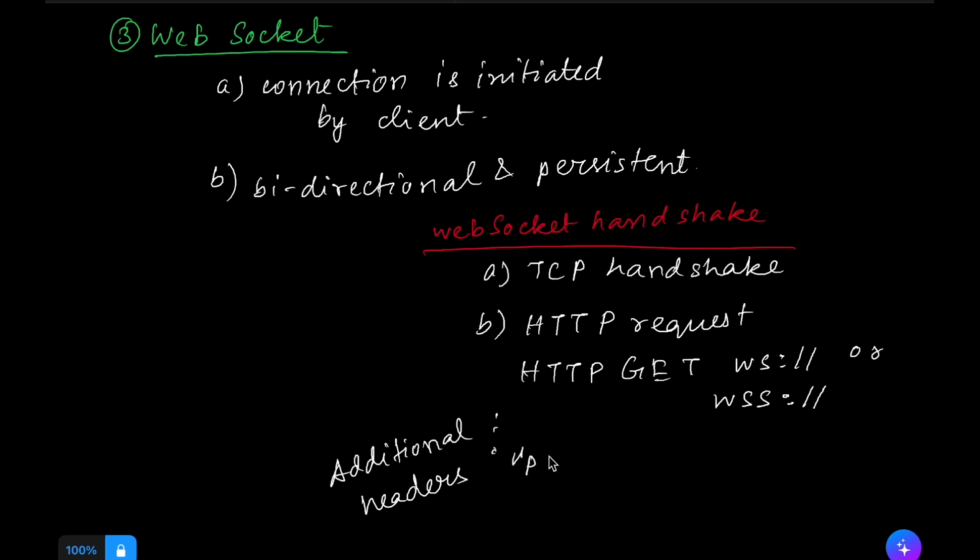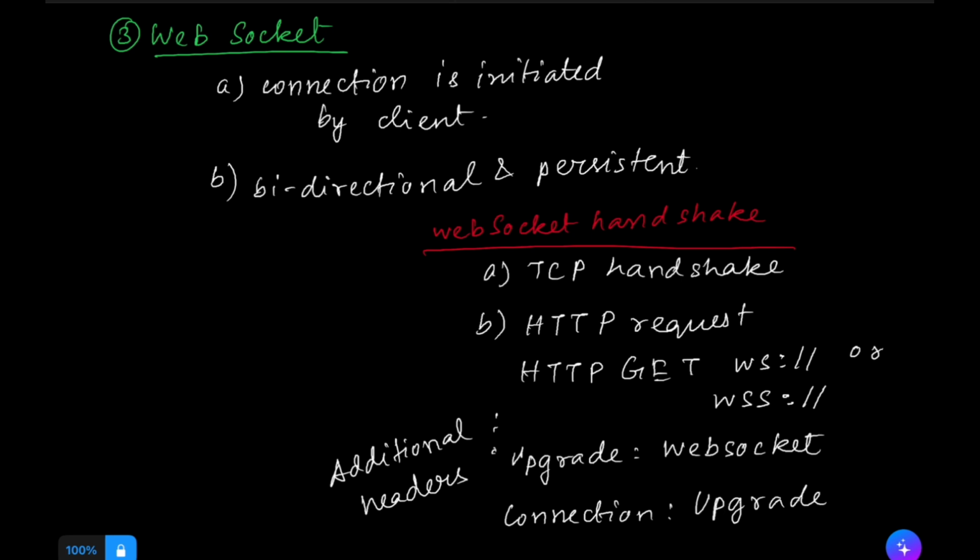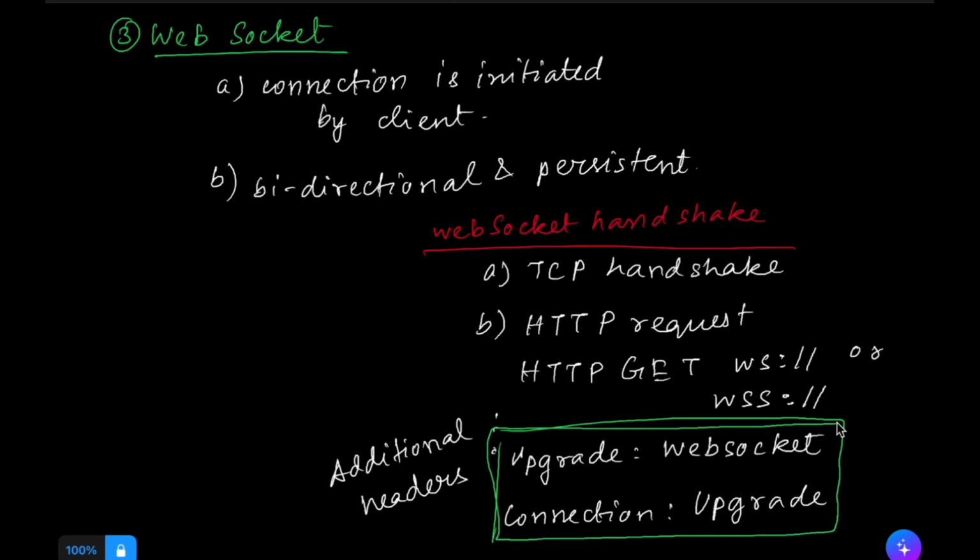So we have Upgrade as a header, and another is Connection, that is Upgrade. These two are the main headers which tell the HTTP connection to be upgraded to a WebSocket protocol, and once the server acknowledges the request using the token and the security methods, it establishes a connection and upgrades the HTTP connection to a WebSocket protocol.